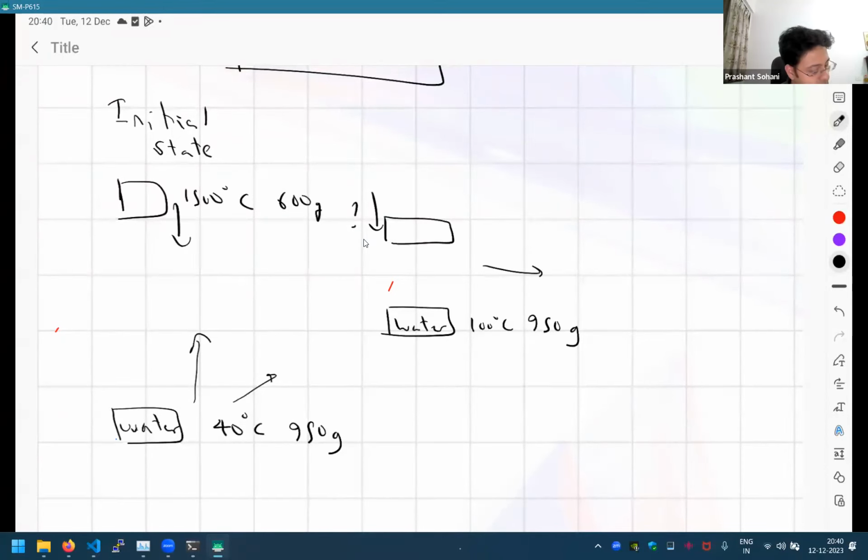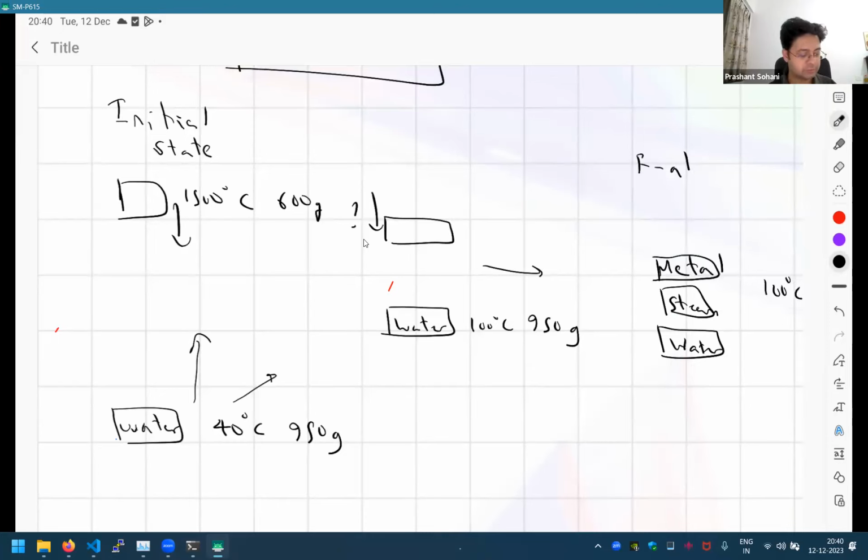And then after this, what is going to happen? What is the final diagram going to look like? The final diagram will be there will be some water, there will be some steam, right? Not all the water has become steam. So there is some water and some steam and the block of metal. So all of them are at an equilibrium of 100 degrees.